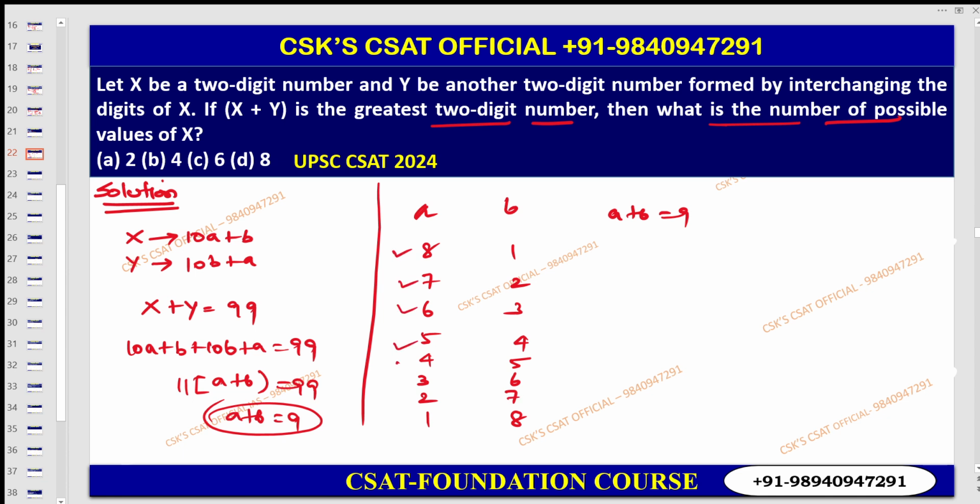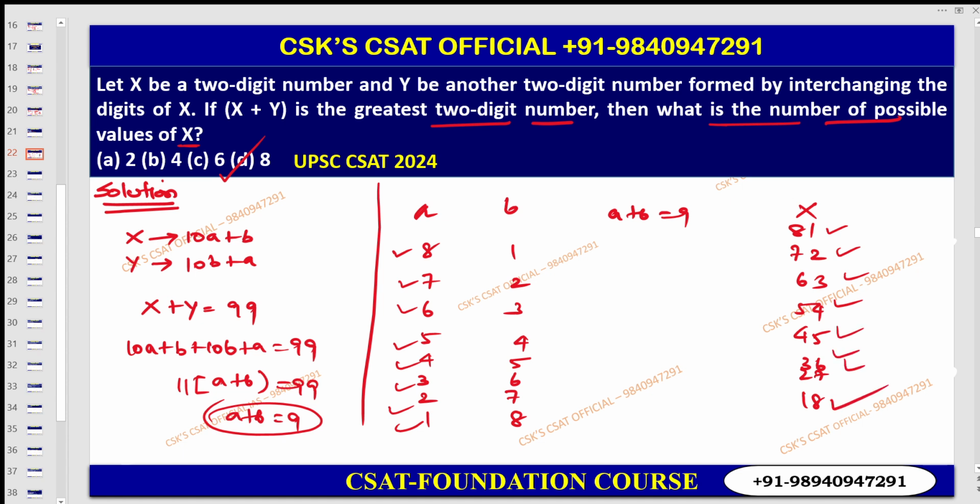So how many such values? 1 2 3 4 5 6 7 8. So what is the number of possible values? Nothing but 8 possible values. Because they are asking about the x here, so x means you have to place it here. So 81 possible, 72 possible, 63 possible, 54 possible, 45 possible, 36, 27, 18 possible. So therefore 1 2 3 4 5 6 7 8 such possibilities.